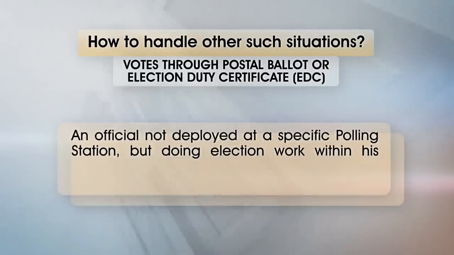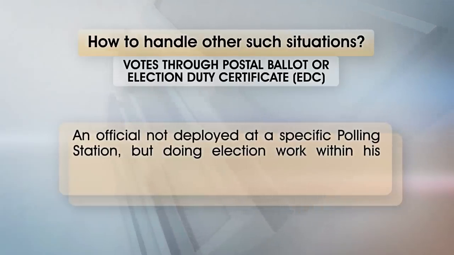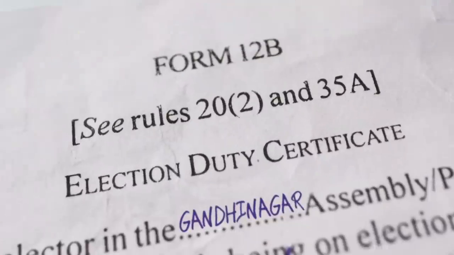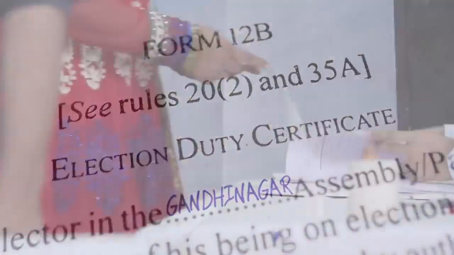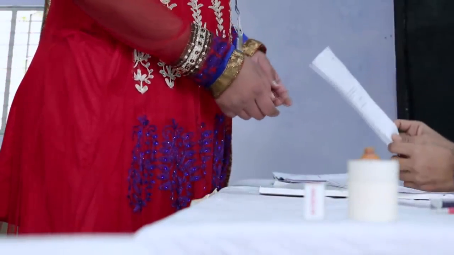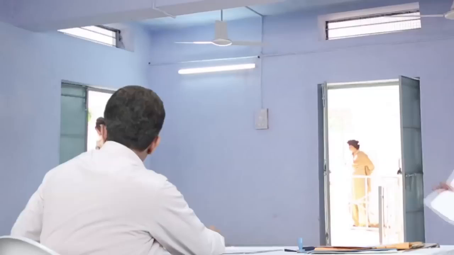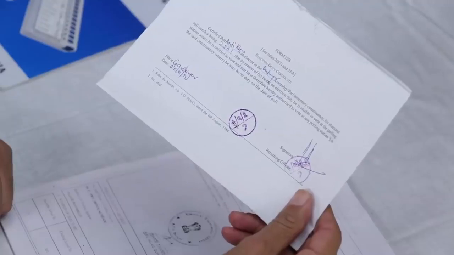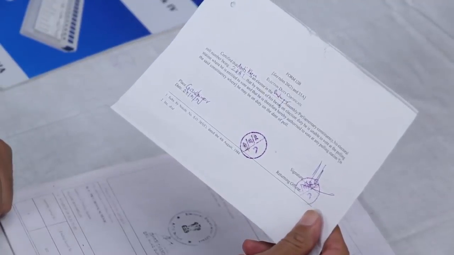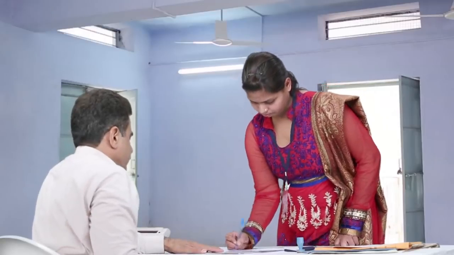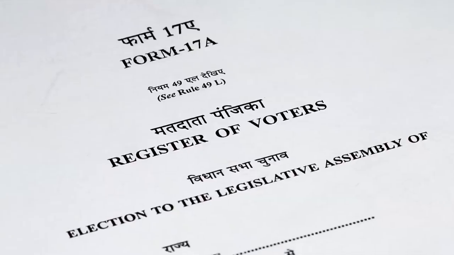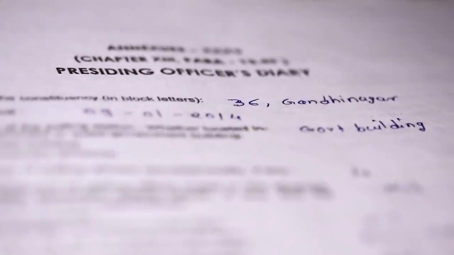An official not deployed at a specific polling station but doing election work within his constituency on the poll day, or one whose duty has been cancelled subsequent to issuance of EDC to him, can cast his or her vote at any polling station within his or her constituency other than the one at which he or she is enrolled, using EDC issued to him or her. The PRO has to collect the EDC issued to such a voter before allowing him or her to cast his or her vote. He also needs to make corresponding entries in Form 17A, 17C and Presiding Officer's Diary.